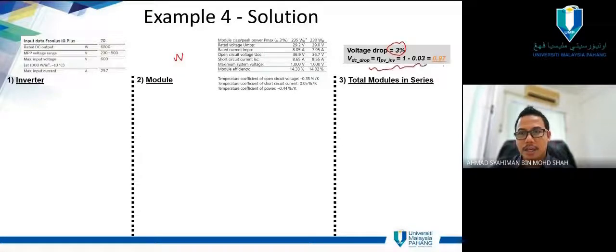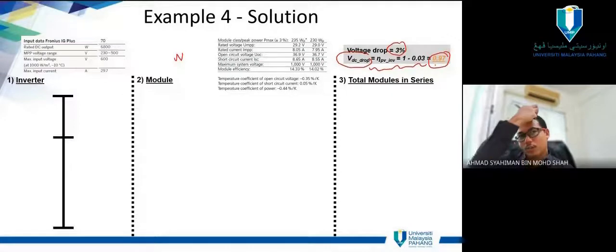Ni kira 0.97. Okay, saya terus kira. VDC drop ni 0.97 because we assume based on the allowable given by the SEDA, maximum voltage drop 3%. So kita ambil situ. First kita pergi pada inverter. Bagi saya, when you are answering your question, I recommend you to do like this lah. I think this one is more understandable maybe.